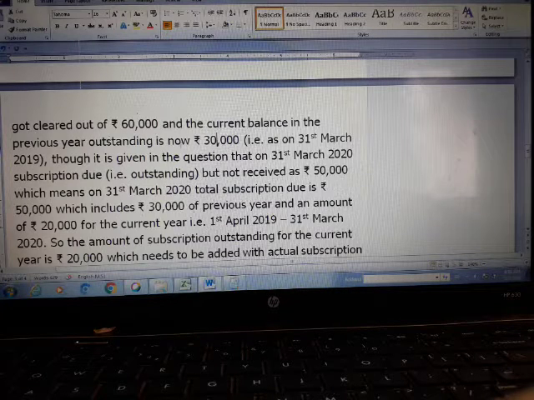That is as on 31st of March 2019. Though it is given in the question that on 31st March 2020, subscription due, that's outstanding but not received, is 50,000, it means the 31st March 2020 total subscription due is 50,000, which includes 30,000 of the previous year, and only for the current year it is 20,000 rupees. Can you able to understand? So only an amount of 20,000 is due for the current year, which is 1st April 19 to 31st of March 20. So I should add an amount of rupees 20,000 only for the current year.